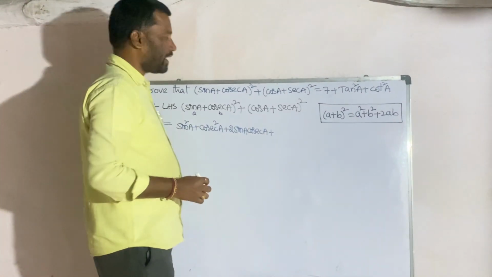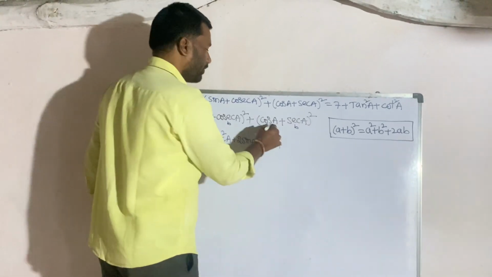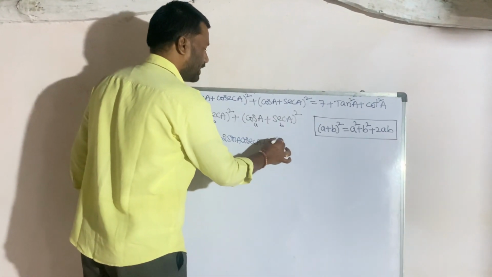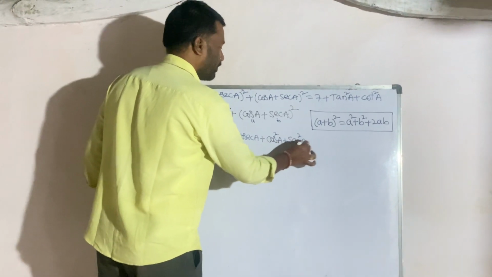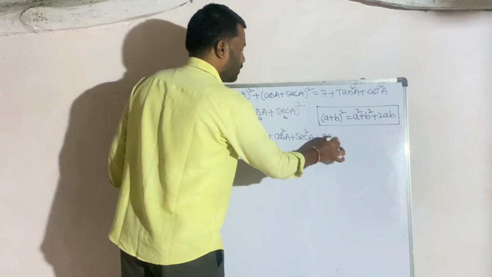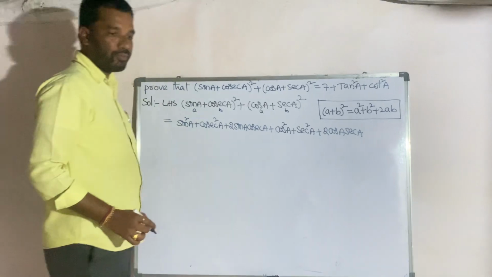The second one is also the same as (A + B)². In place of A is cos A, in place of B is sec A. A² is cos² A, plus B² is sec² A, plus 2AB, 2 cos A sec A.